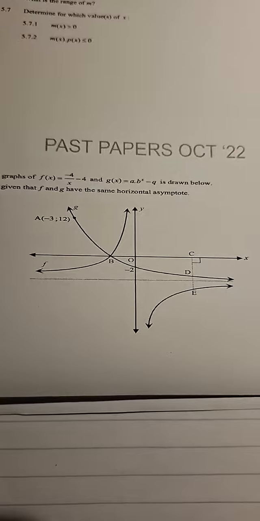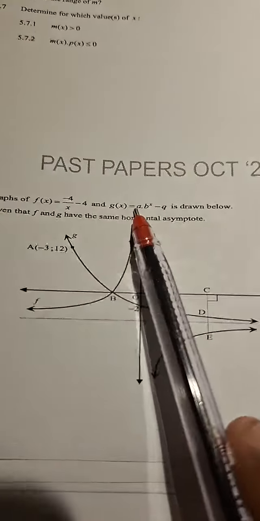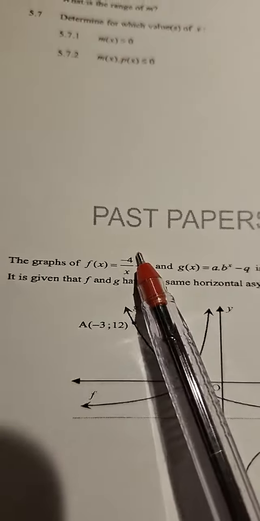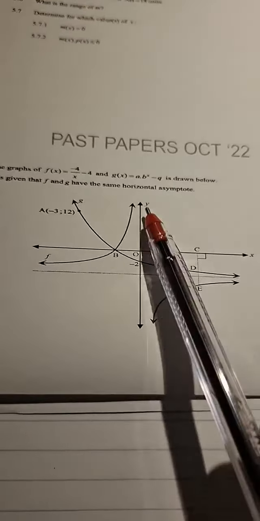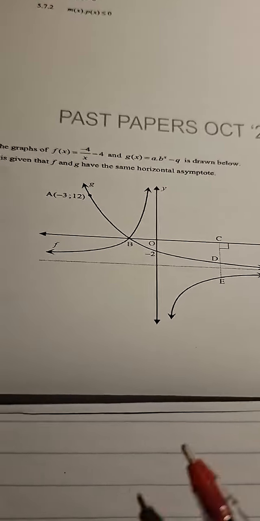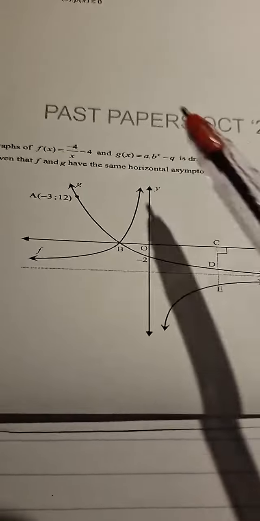The graph of f of x is negative 4 over x minus 4 and g of x is an exponential function, drawn given that f and g have the same horizontal asymptote. So let's go and check what horizontal asymptote these functions have. This is f. Look at the shape.